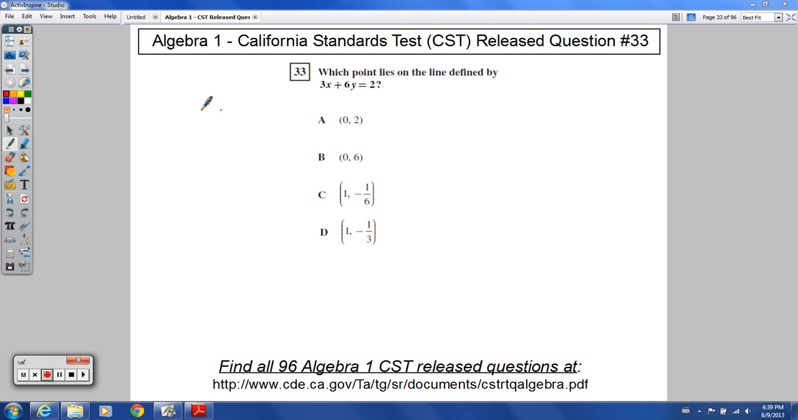Welcome to release question number 33 for the Algebra 1 CST questions. It says, which point lies on the line defined by 3x plus 6y equals 2?